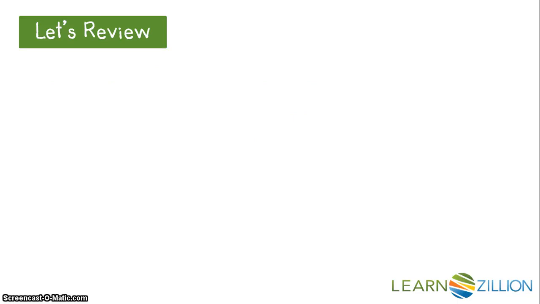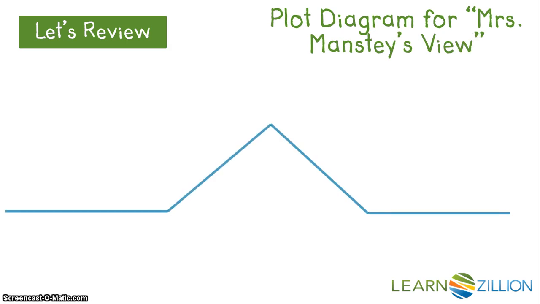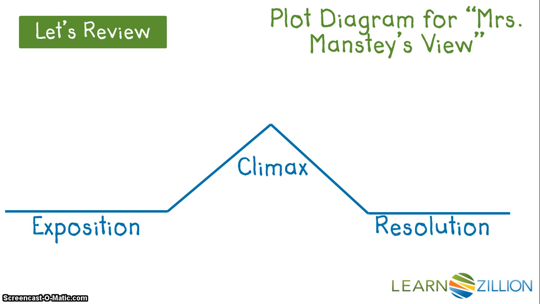When we look for a theme, we need to look across the text, so reviewing the plot diagram can be very helpful. There are three main parts to the plot diagram: the exposition or beginning, the climax, the most intense point in the development of the story, and the resolution, the ending.